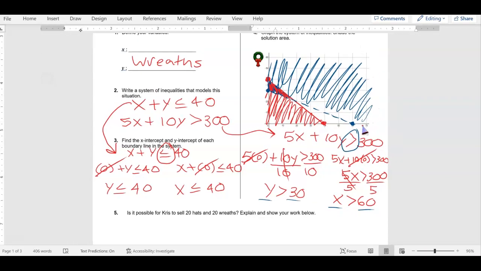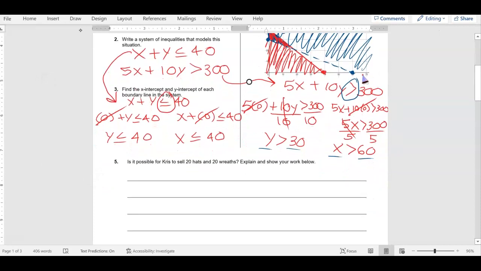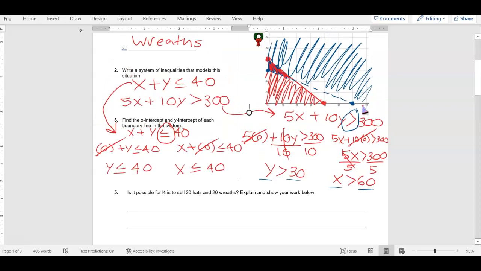Now, all that work to answer this one question. Everybody, is it possible to sell 20 hats and 20 wreaths? So put a big solid dot at 20, 20. Of course. So 20 hats, 20 wreaths. 20, 20 is right there. I'm doing it in black on the font. Right there.